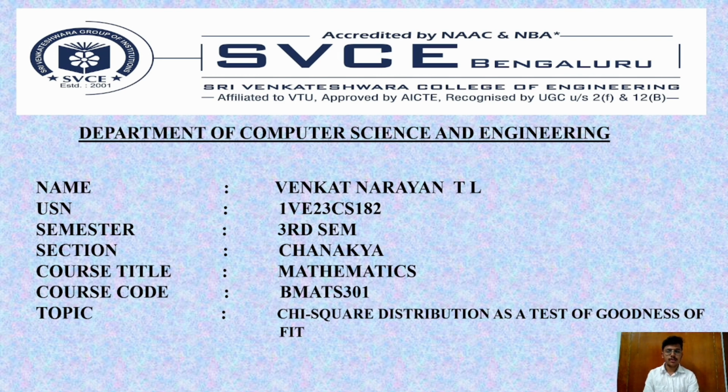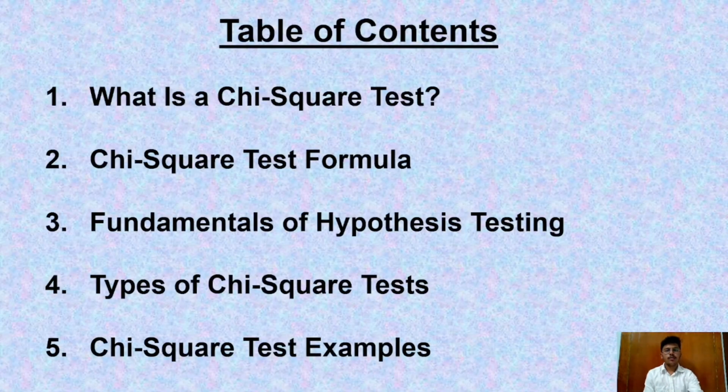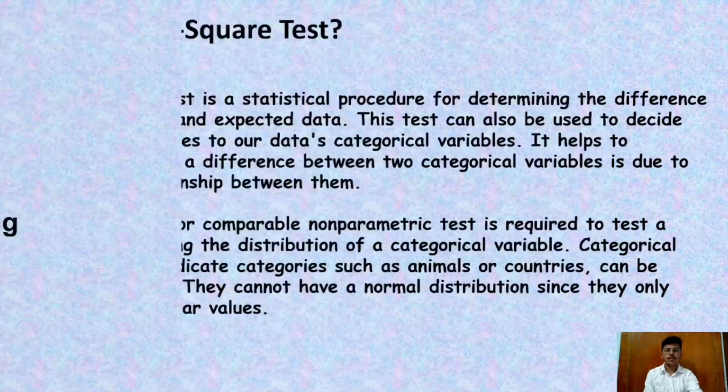Today's title is Mathematics and the topic is chi-square distribution as a test of goodness of fit. So let's move on to the table of contents. We are going to cover what is chi-square test, chi-square test formula, fundamentals of hypothesis testing, types of chi-square tests, and chi-square test examples.